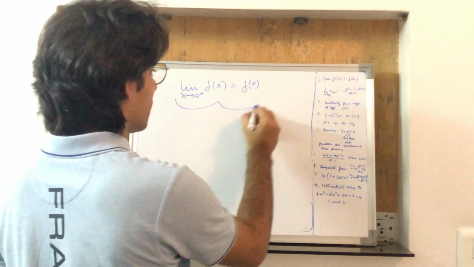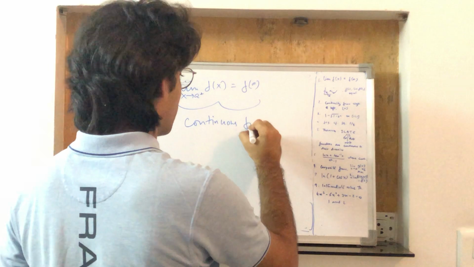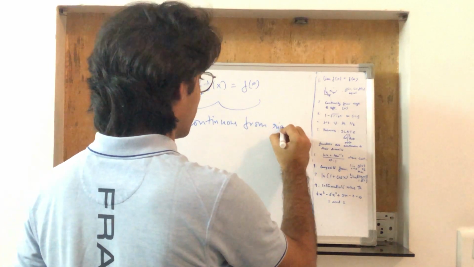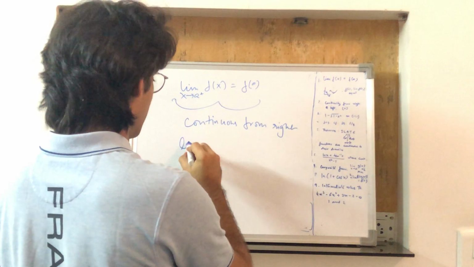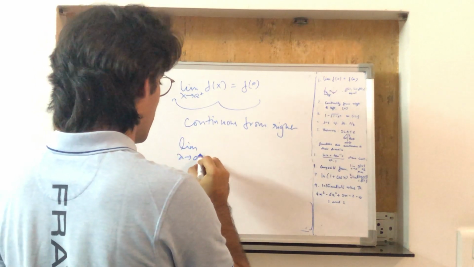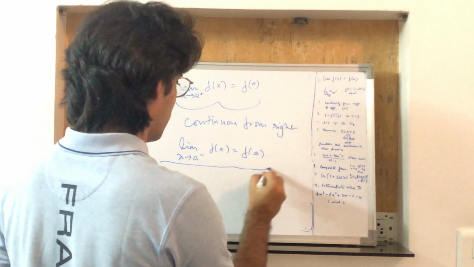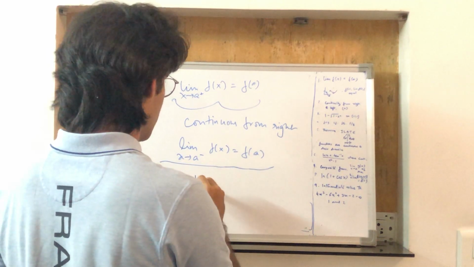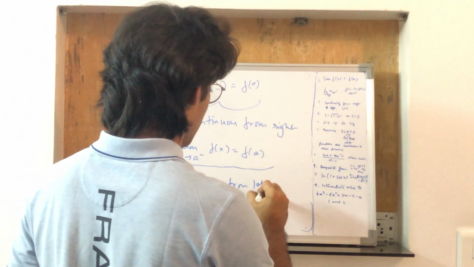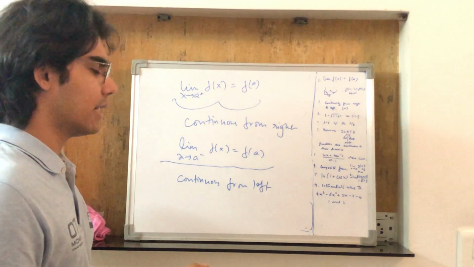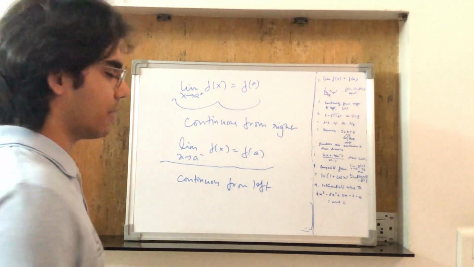So this means that it's continuous from right, and then this limit x tending to a minus f of x is equal to f of a is simply continuous from left, right? Let's look at an example of when this would happen, right?